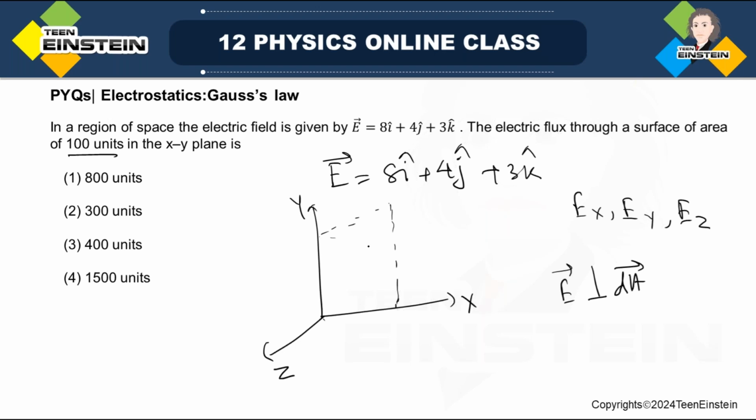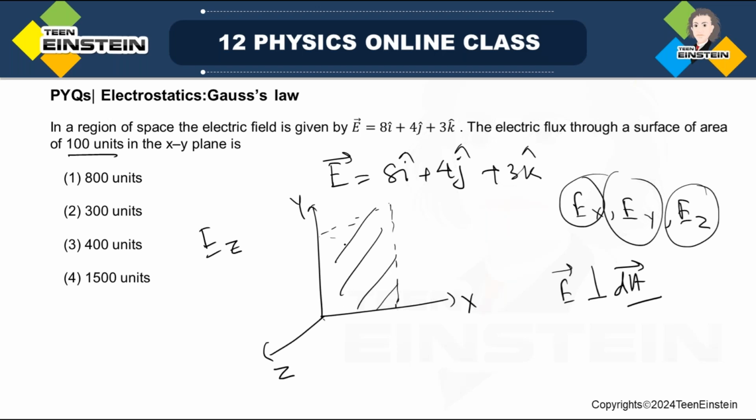So in this case, since the X and Y components are lying on the plane itself, those will not be able to produce any flux. Ex and Ey are lying on the plane itself. So the component of the electric field which is perpendicular to this surface XY is Ez. So this Ez will be producing flux through this XY plane. I hope you got the point. Now it is easy.